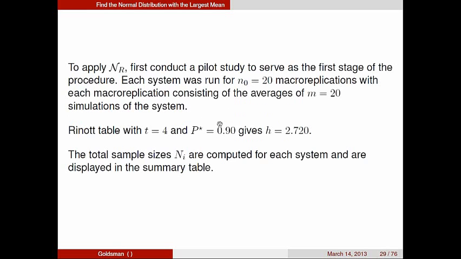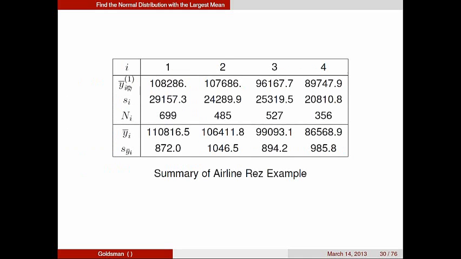So I can go and use my procedure now. The first stage is going to be a pilot study. Isn't that funny? A pilot study for airline reservation systems. I'm going to run each of the 4 systems for 20 macro replications, each of which consists of 20 simulations per batch, with P star equal to 0.90, and it turns out if I go to my table from a few pages ago, h is 2.72 if you care. I'm just going to give you the results from the table.